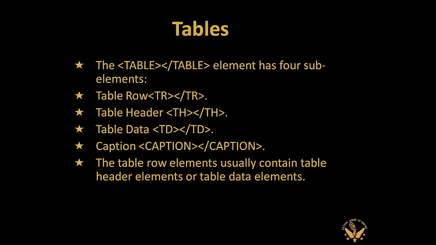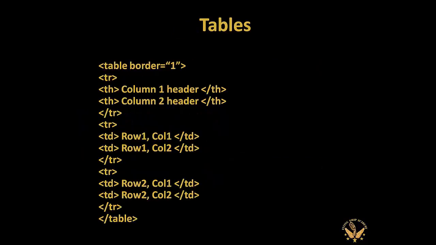Let us see what you are going to create with the table. Tables can be created by using a table tag and ends with the table tag, the table row is specified by the tr tag, the table header by the th tag, and table data by the td tag. And if you would like to give any caption, you can use the tag called caption.